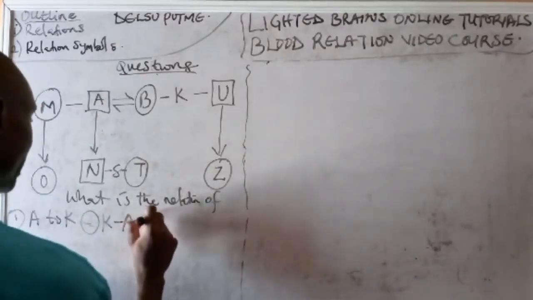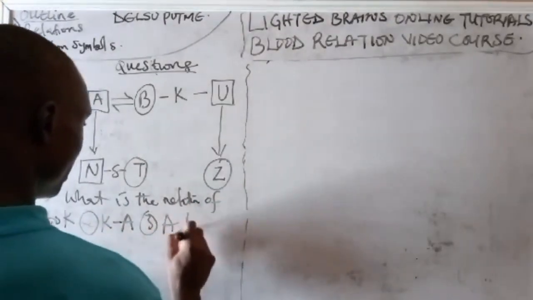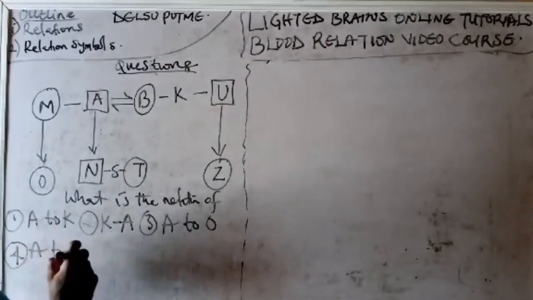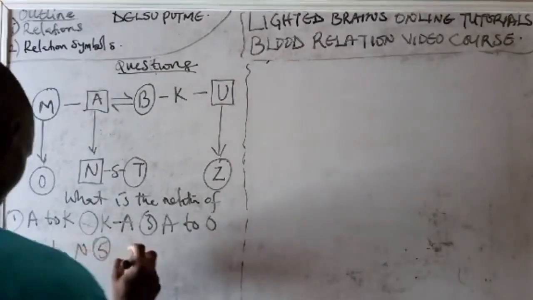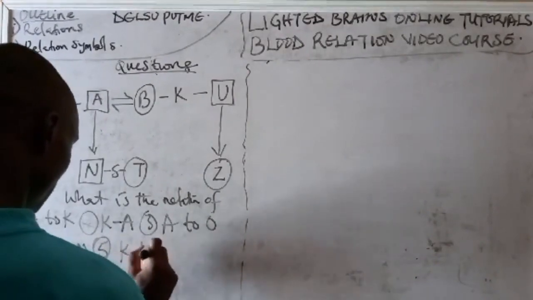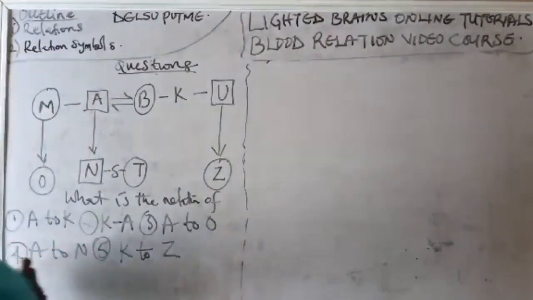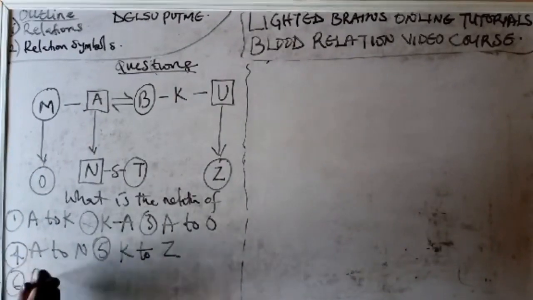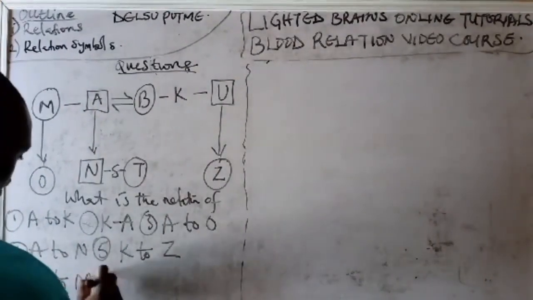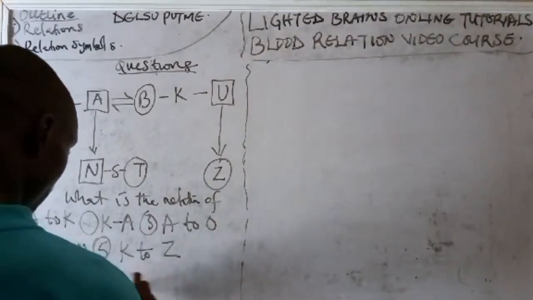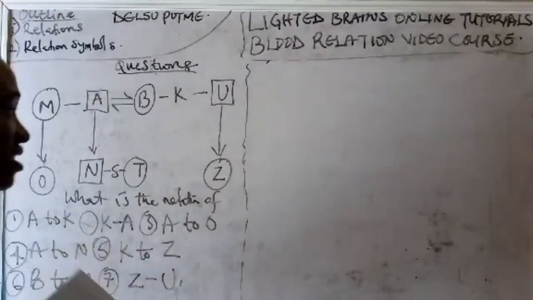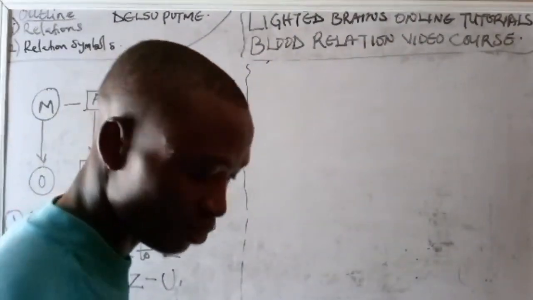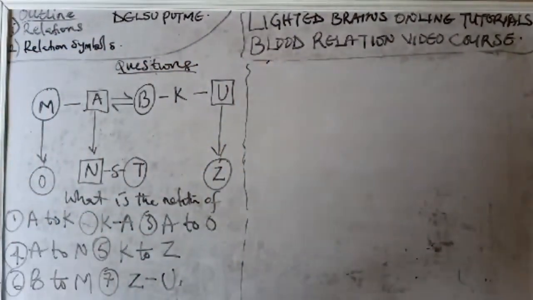K to A, then 3, we have A to O, and we have the 4, we have A to what? 10, 5, we have K to Z, they have 6, D to M, we have 7, Z to U. Alright guys, so these are the questions that we'll be solving today, and it's simple. Yeah, it's simple.